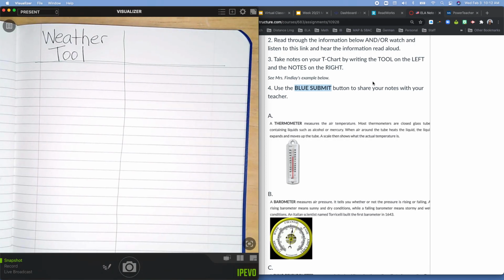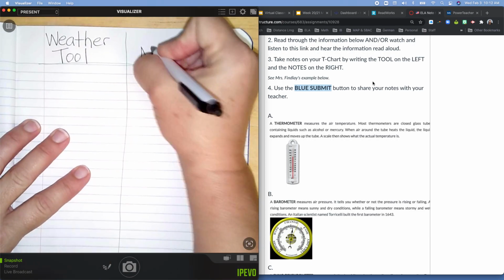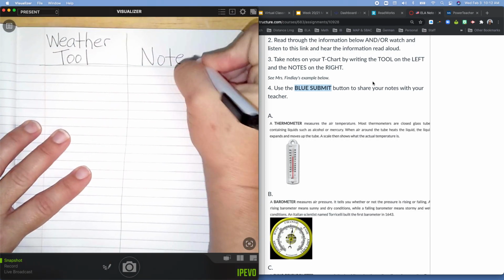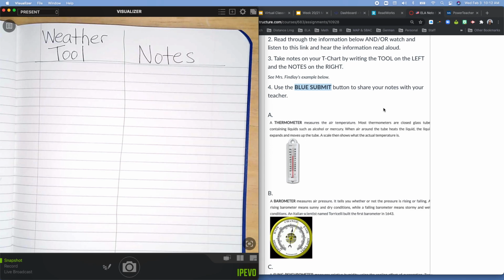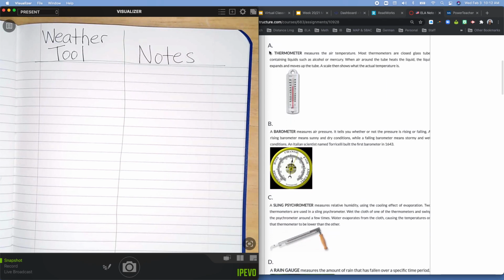And on the right, you will have your notes. And remember, notes are just keywords and things to help us remember the main idea of what we're learning about. And today we're learning about weather tools or weather instruments. So you will use the blue submit button to share your notes with your teacher when you're finished. And these are labeled A, B, C, so you can see that.